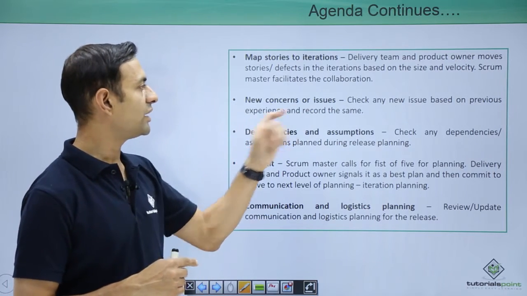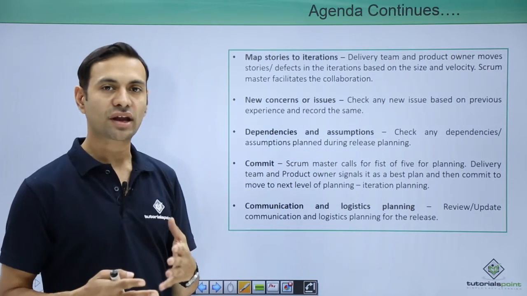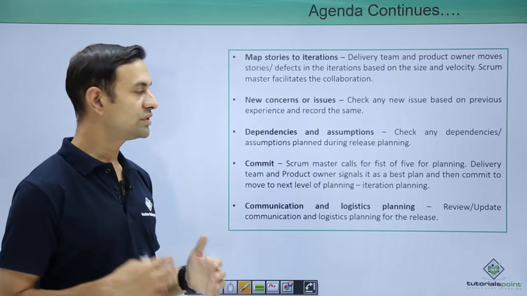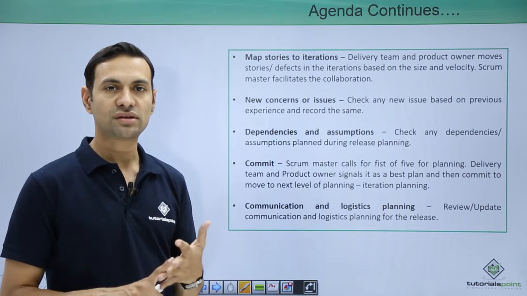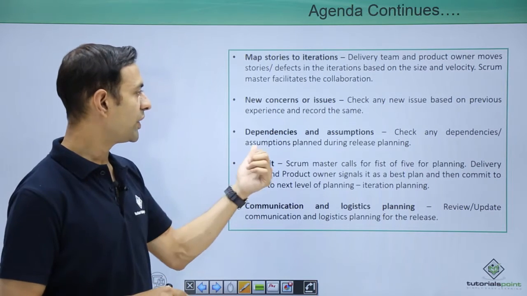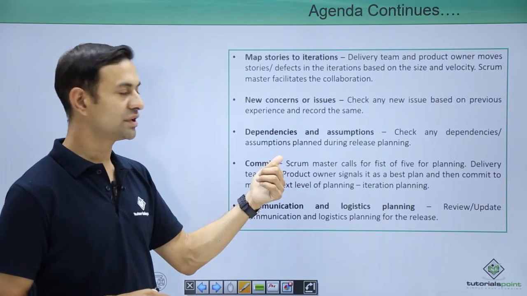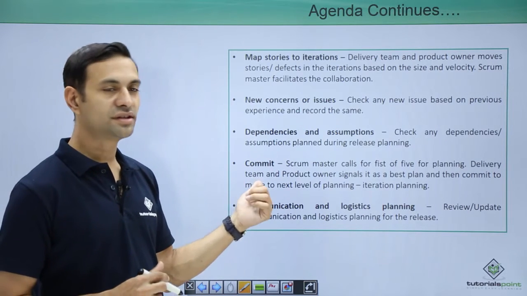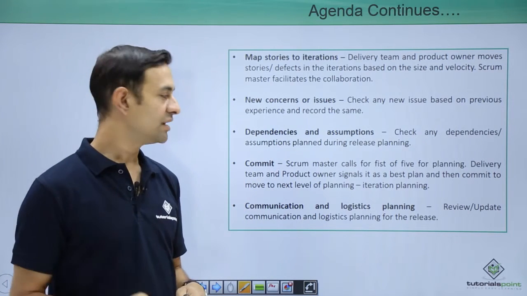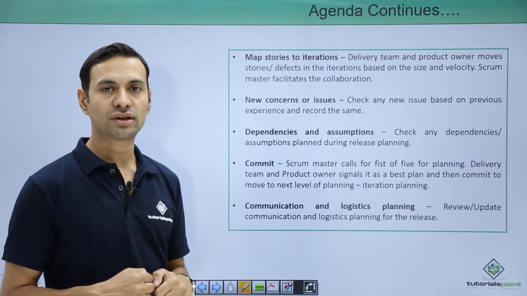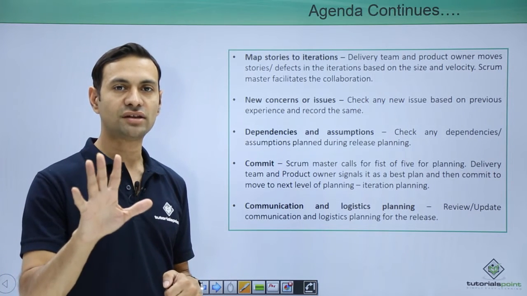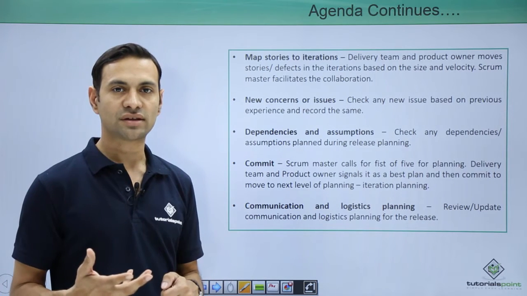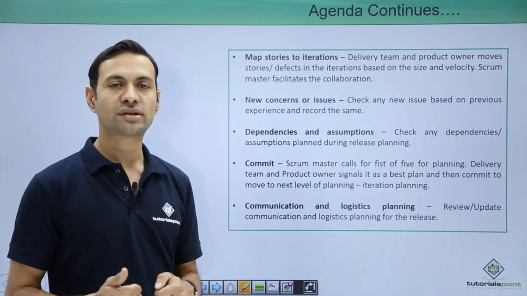Then new concerns or issues. We need to check if any issue arises, a new issue based on previous experience, and then record it, because the team can come up with an issue, a risk, or a dependency. Then dependencies and assumptions. Check any dependency assumptions planned during the release planning. Then commit. This is a fist of five, which says how much confidence we have in our release planning. If I say 5, that means I am good to go. If I say 1, that means I am very low on confidence that this particular release planning will be a success or not.